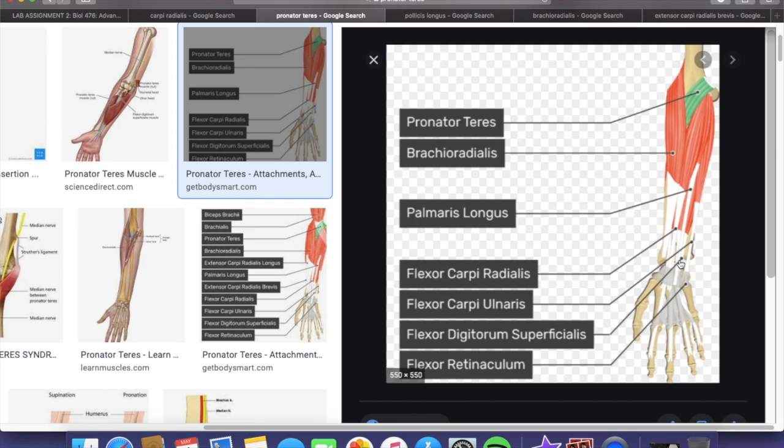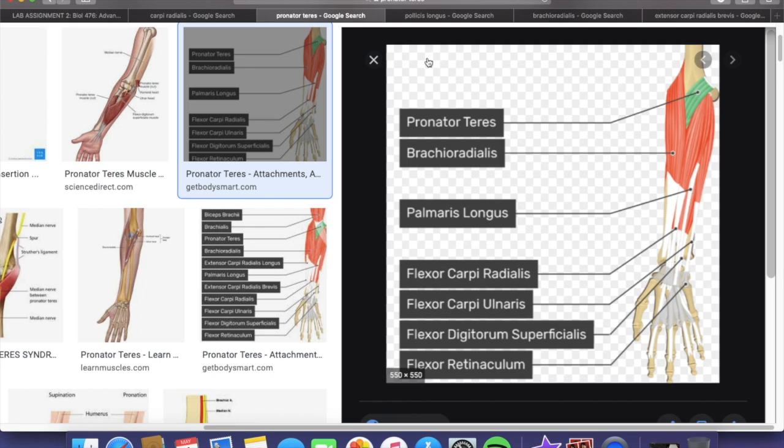Okay. Lastly, for the superficial forearm of the anterior forearm, I should have mentioned that first, we have the pronator teres. It's this one in the green. And it's responsible for pronation of the forearm, and it is also innervated by the median nerve.